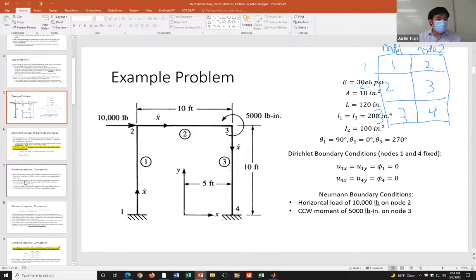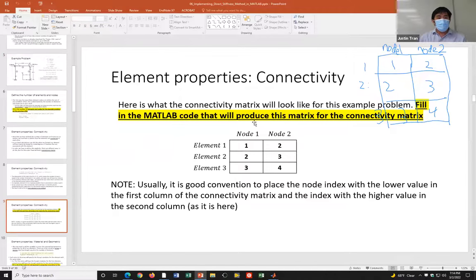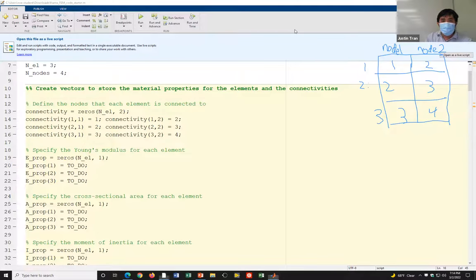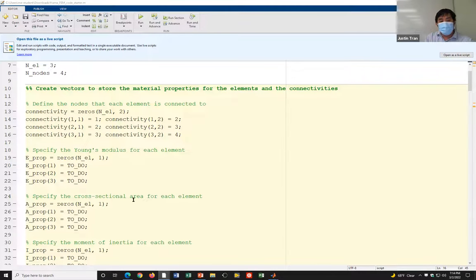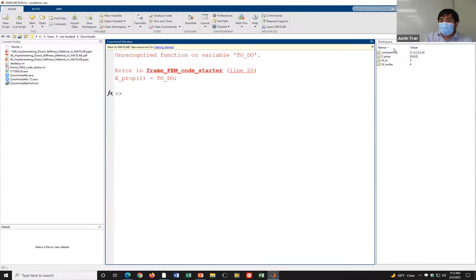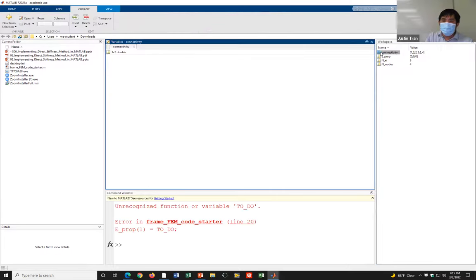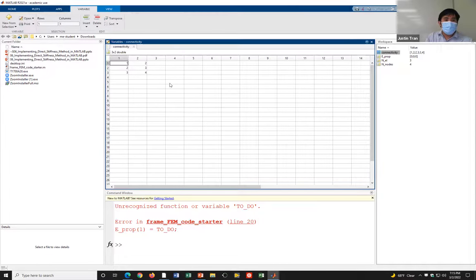If we go to the slides, you can see that our connectivity matrix is exactly that. If you want to check that your code has saved that properly, you can go ahead and run it. It's not going to run completely, because we still have all these to-dos, so it's going to run into an error. There's the error sound. But it did define the connectivity matrix for us. If you double click on connectivity in the workspace, you can check the values inside. You can see that the solution here is 1, 2, 2, 3, 3, 4, exactly as we specified it.